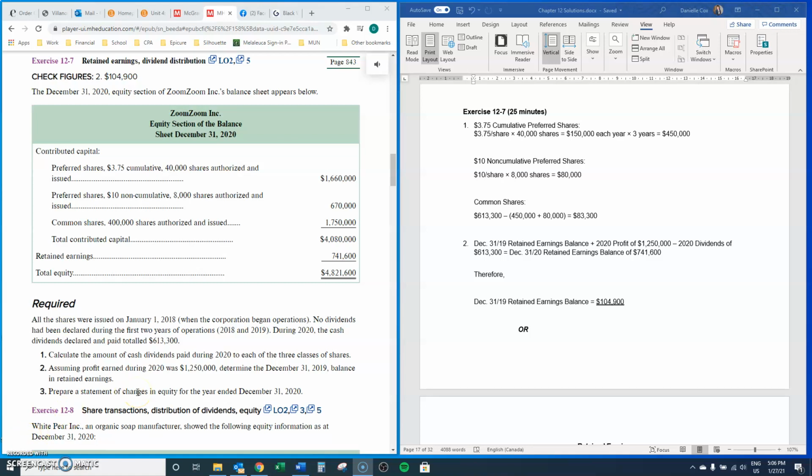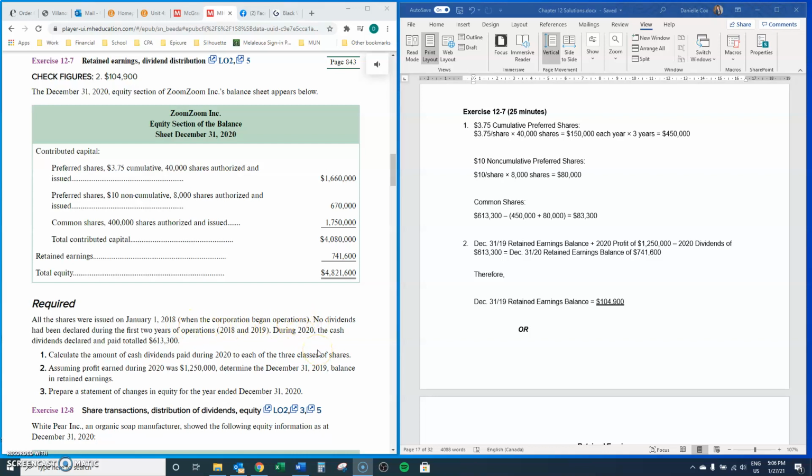Okay, back with exercise 12-7. On December 31st, 2020, the equities section of Zoom Inc.'s balance sheet appears below. All the shares were issued on January 1st, 2018. That's when they began operations.